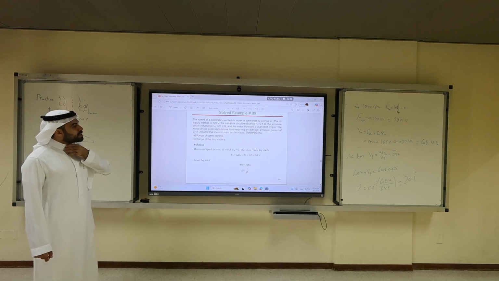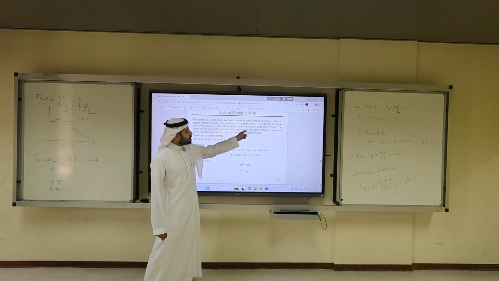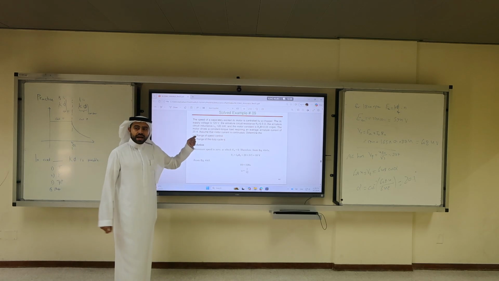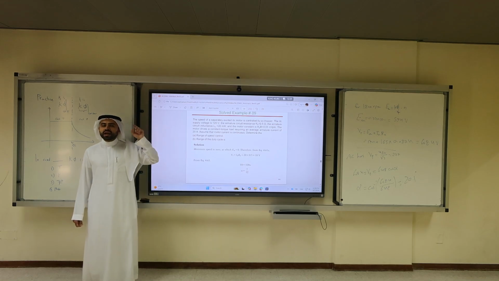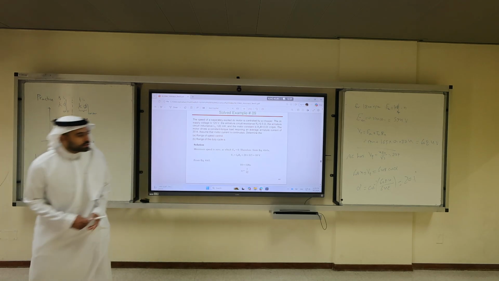However, this motor, he is telling you the motor drives a constant torque load requiring an average armature current of 20 amps. So even at no load, to keep the motor spinning, EA is 0. This is separately excited.